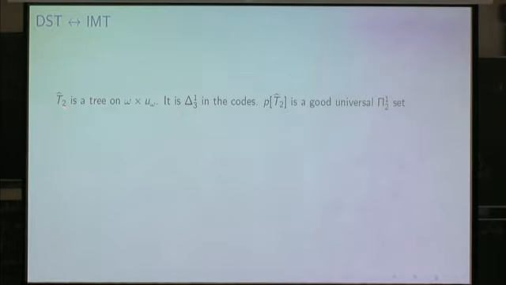So let's recall that this is a tree on omega times u omega. It is delta 1, 3 in the sharp codes, and it projects to a good universal pi1, 2 set. So in the Q theory paper, there is a definition of a particular real y0, 3. This is the leftmost real associated to the tree. So that's the first coordinate of the leftmost branch of T2.